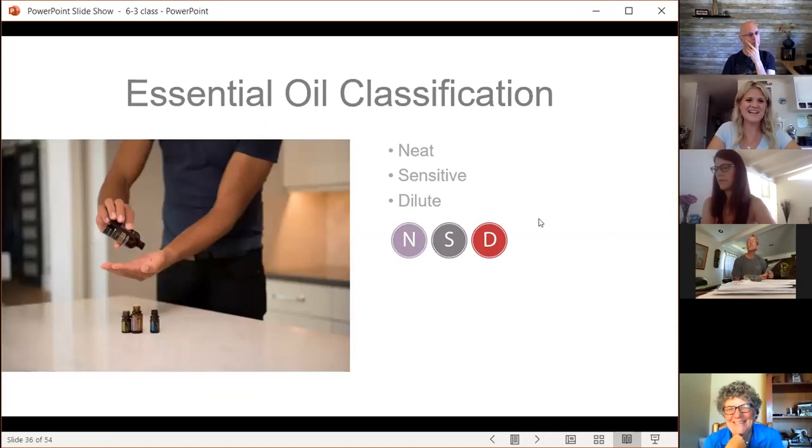So, essential oil classifications. Like I mentioned before, there is dilution, sensitivity, and neat. On our bottles, or maybe not on our bottles, but in some of the literature and some of the books that I have, it will have these three symbols, N, S, and D, meaning you can use it neat, or it is something you should be sensitive to or cautious of because it could cause sensitivities, and dilution.